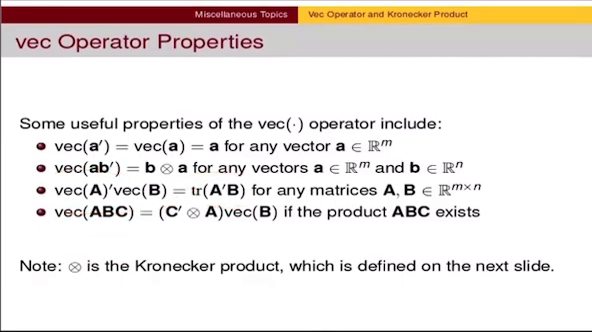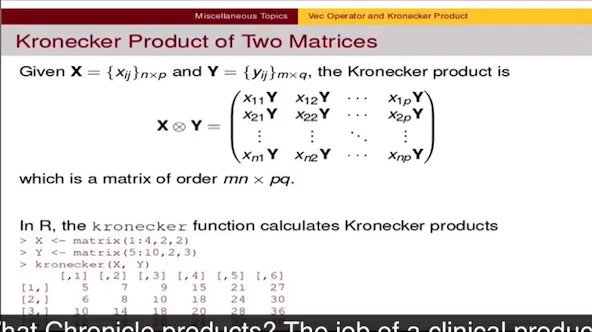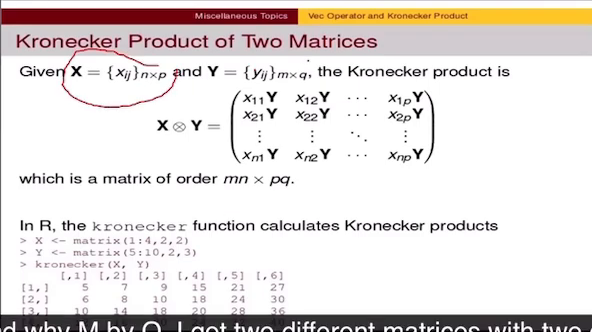Okay, now I want to come to the Kronecker product of two matrices. I just told you what Kronecker products are. The job of a Kronecker product is to preserve dependencies among variables upon vectorization. So I need you to pay attention now. If I have a matrix S, n by p, and Y, m by q, I've got two different matrices with two different dimensions.